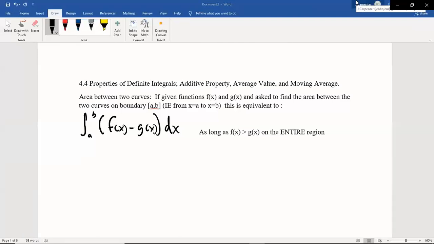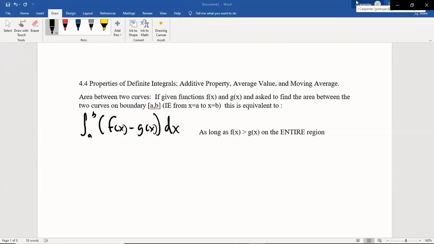How can you figure that out? Well, plug some x values in. Plug the a in and see if f is higher than g. Plug the b in and see if f is higher than g. Now, just because one is higher at the endpoints doesn't mean that it's higher across the whole region, though. So we'll get into all the math behind that.